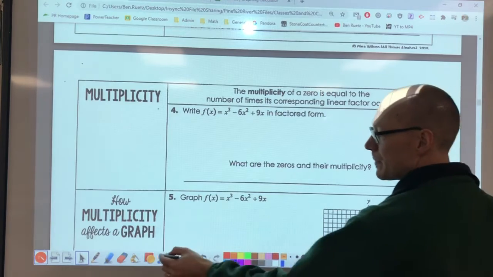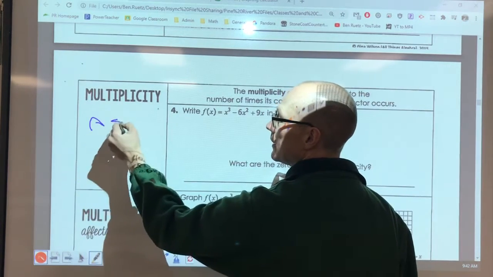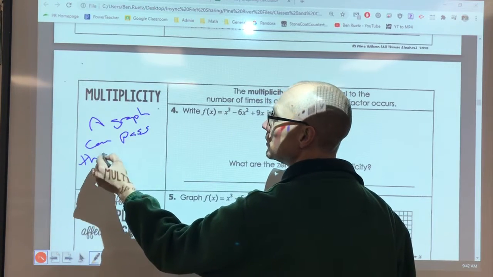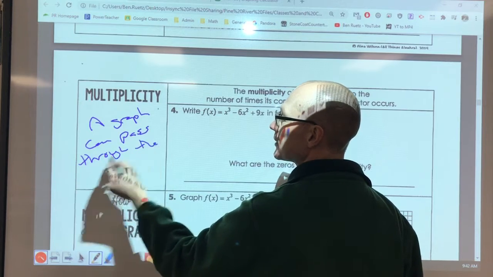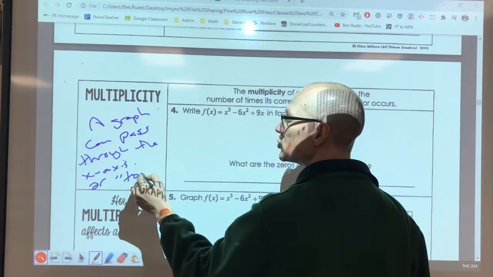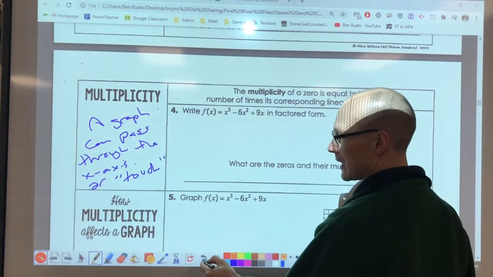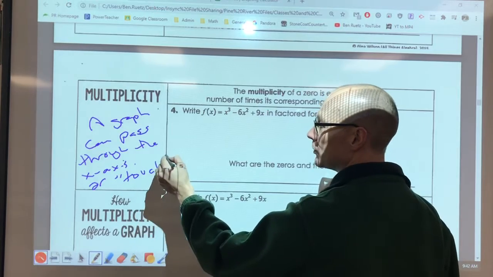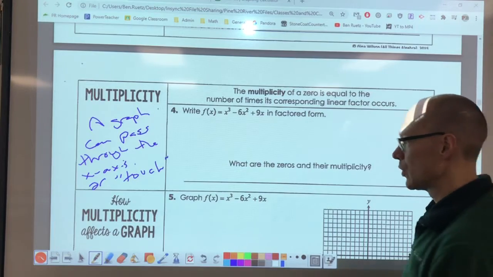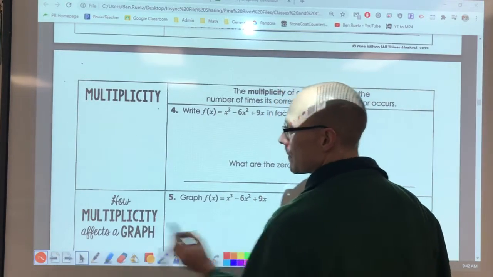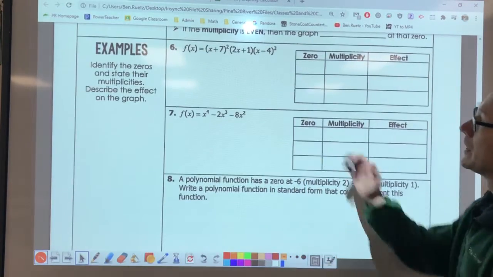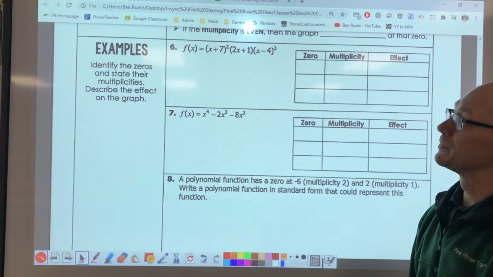A graph can pass through the x-axis or touch the x-axis. And I think the notes here say bounce, but I'm not going to remember bounce. I've always called it touching the x-axis. So for instance, I've graphed a couple of things here for you. In fact, I've graphed these two right here with my Desmos screen.